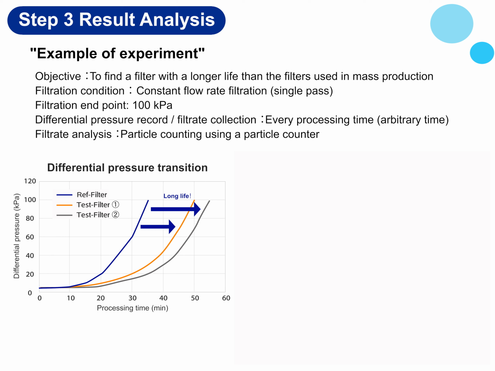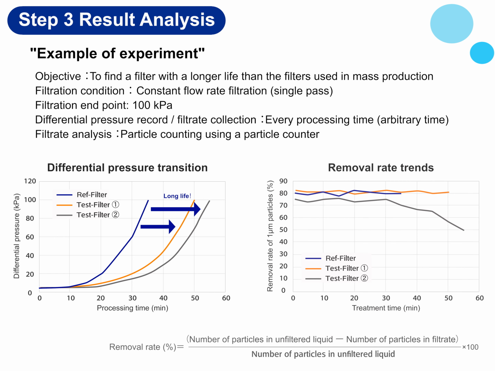In this experiment, filtrate was collected at each timing of differential pressure recording. The unfiltered liquid and the filtrate from each filter were counted for particle count using a particle counter, and the removal efficiency was calculated from the results. Test filter 2, which had the longest life, had a slightly lower removal efficiency from the start of filtration, and the removal efficiency decreased as the throughput increased. On the other hand, test filter 1 maintained the same removal rate as the reference filter, indicating that it is a filter that can be used for a longer period of time while maintaining filtrate quality.